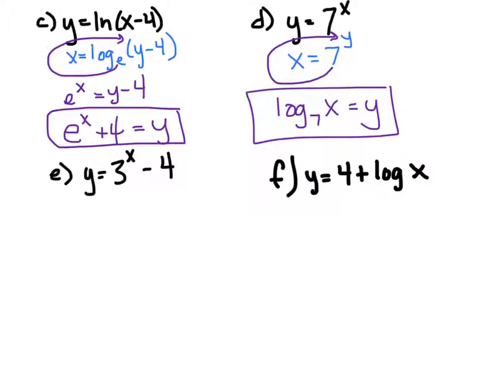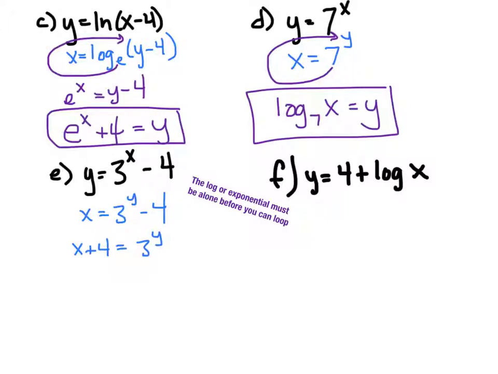All right. This is another exponential, so what's it going to end as? A log. So I swap x and y. x equals 3 to the y minus 4. Okay, here we run into another problem. The log or the exponential must be alone before you can loop. So here I have an exponential 3 to the y, but it's not alone. It's got a minus 4. So before I can loop, I need to add 4 to both sides. So x plus 4 equals 3 to the y.